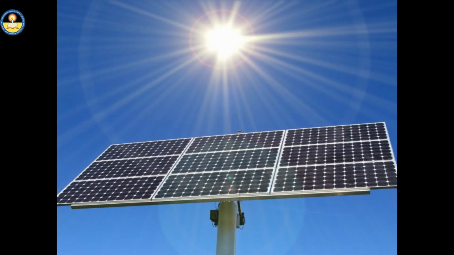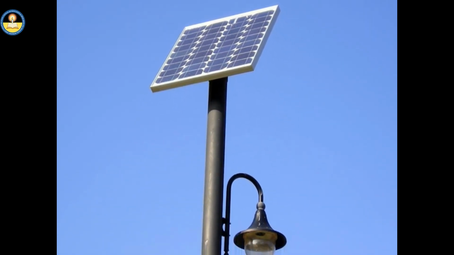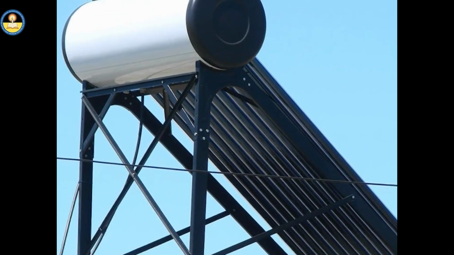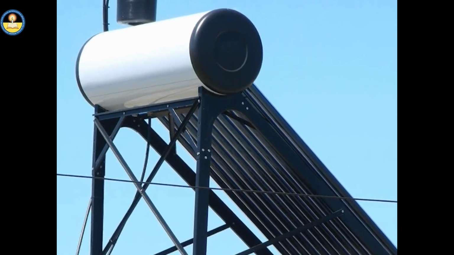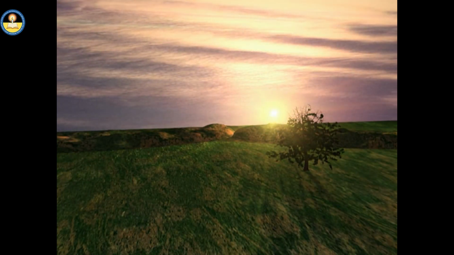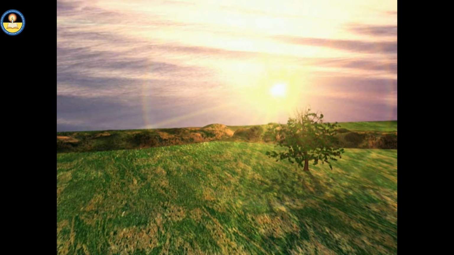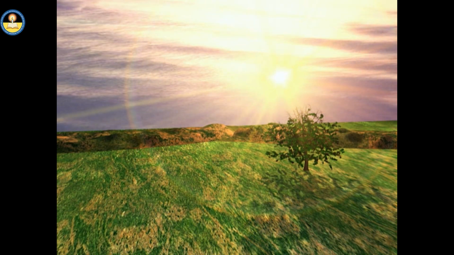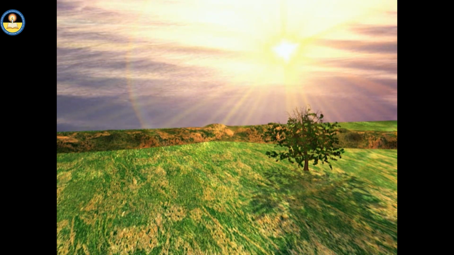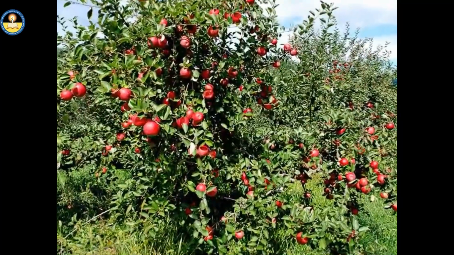Solar panels consist of a large number of solar cells and convert solar energy to electrical energy. However, a solar water heater converts solar energy to heat energy. A plant also captures light energy from the sun to make food. Solar energy trapped by the plant enables it to change solar energy to chemical energy in the form of food.